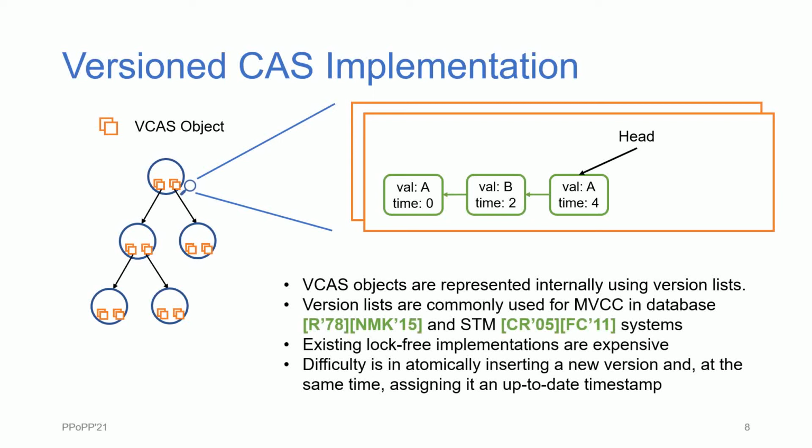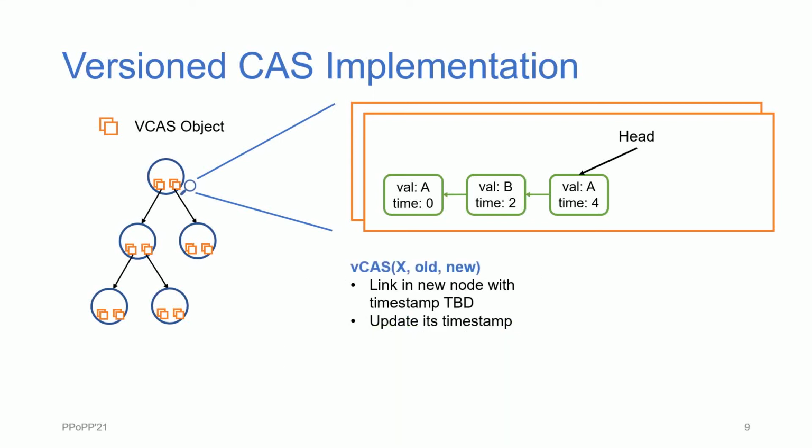What makes this difficult is the need to atomically create a new node in the list, and at the same time give it an up-to-date timestamp. Our VCAS operation solves this problem by first linking in a new version with timestamp TBD, and then updating this to the current timestamp. If any process sees a node with timestamp TBD, it has to help update this timestamp to the current time. This update is done using a compare and swap so that only one process succeeds in the update.